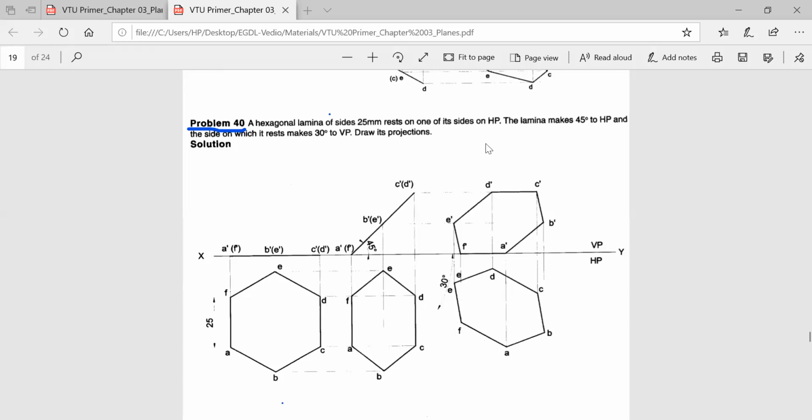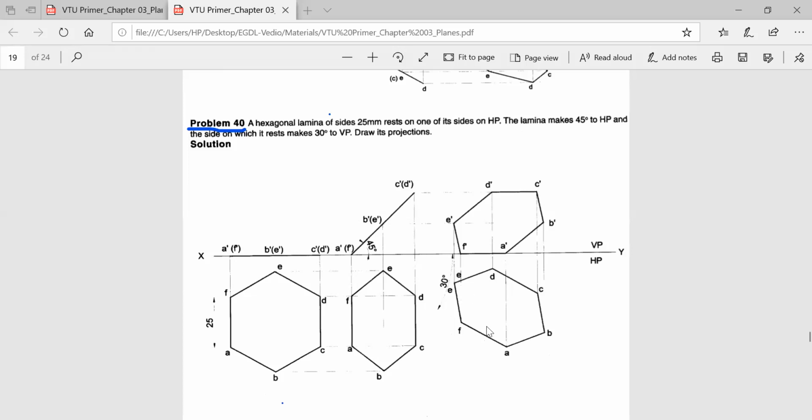Then what has been given? The lamina makes 45 degrees to HP. So the front view, the surface which was parallel to the XY line, will now be inclined at 45 degrees to HP. One thing: when you keep the concept of resting on one of its sides on HP, we start with the top view and then go for the front view. In that case, always you have to take the inclination to HP first and then the inclination to VP.